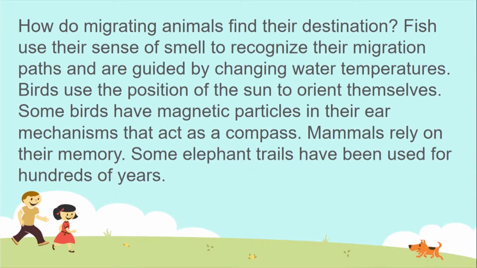They have something in common throughout the entire passage. What is it? That's correct. All of the animals are migrating. But do they migrate the same way? Because we saw where the fish use the sense of smell. The birds, they have magnetic particles in their air. The mammals use memory, and the elephants have trails that have been around for hundreds of years. So are their migration patterns the same?